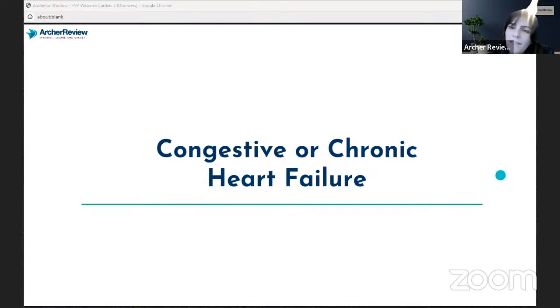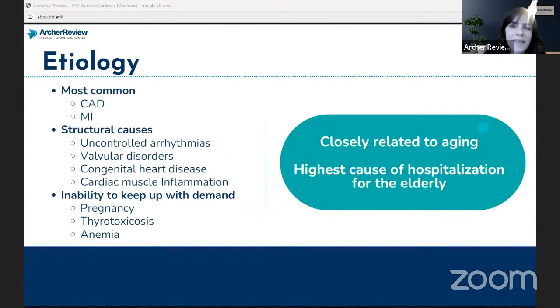Congestive or chronic heart failure, CHF, they're both one and the same. There's lately been a trend to try to move to calling it chronic heart failure, but CHF, congestive heart failure, chronic heart failure, they're one and the same. The majority of the cases of CHF are secondary to coronary artery disease and the MI. So you're going to also see this in your patients, most likely in your older patients, if they've had coronary artery disease for a long time, or as they age, they're at increased risk for developing more symptomatic CHF. So it's the highest cause of hospitalization in your elderly.